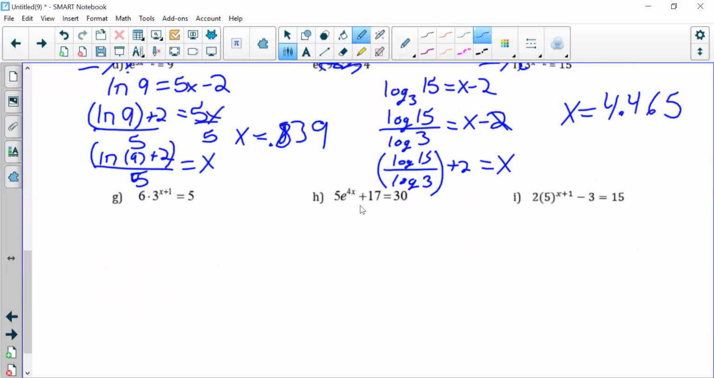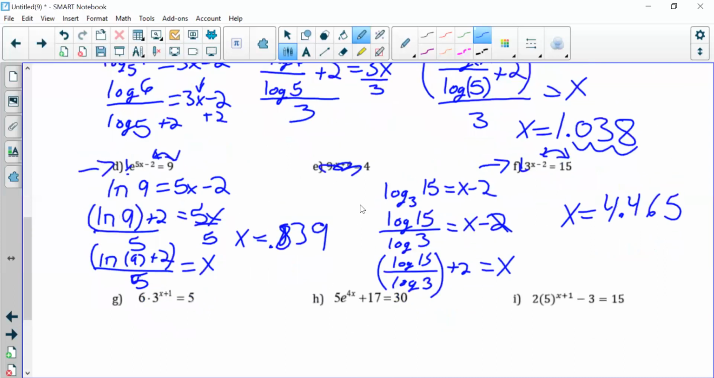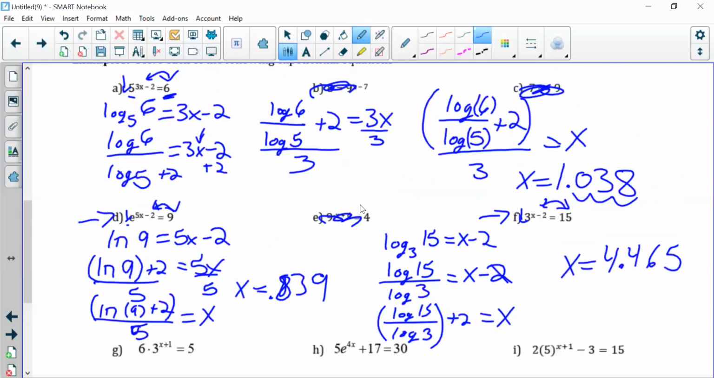And that's really all there is to it, guys. All right. If you can make the base the same, make the base the same. If you can't make the base the same, change it to a log, use a change of base formula, and then solve for x. You will want a calculator for these.